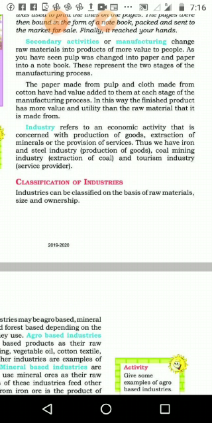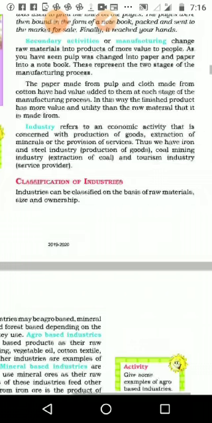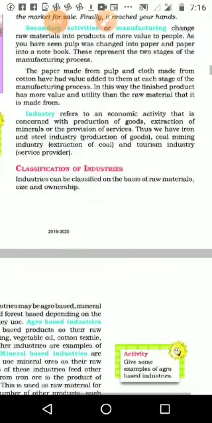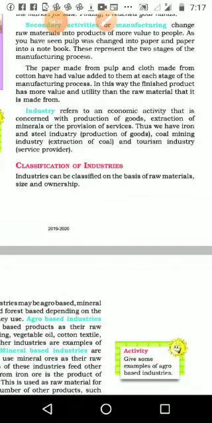Then industry refers to an economic activity. Industry is an economic activity. I will explain what economic activity is later. It is concerned with the production of goods, extraction of minerals, or the provision of services. So industry is an economic activity, meaning where we are getting remuneration, or we are working for money. Those activities are known as economic activities. And industry is an economic activity.